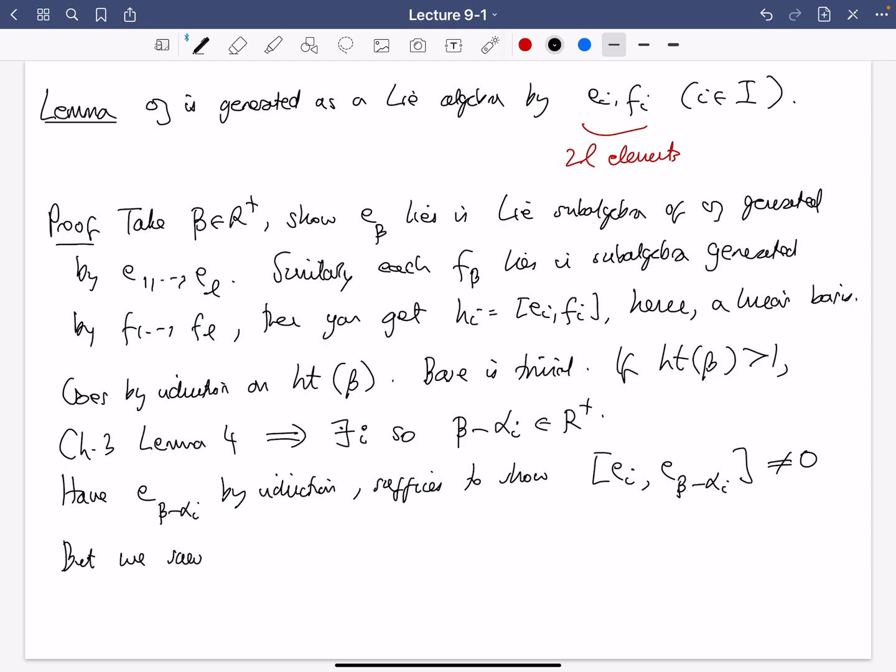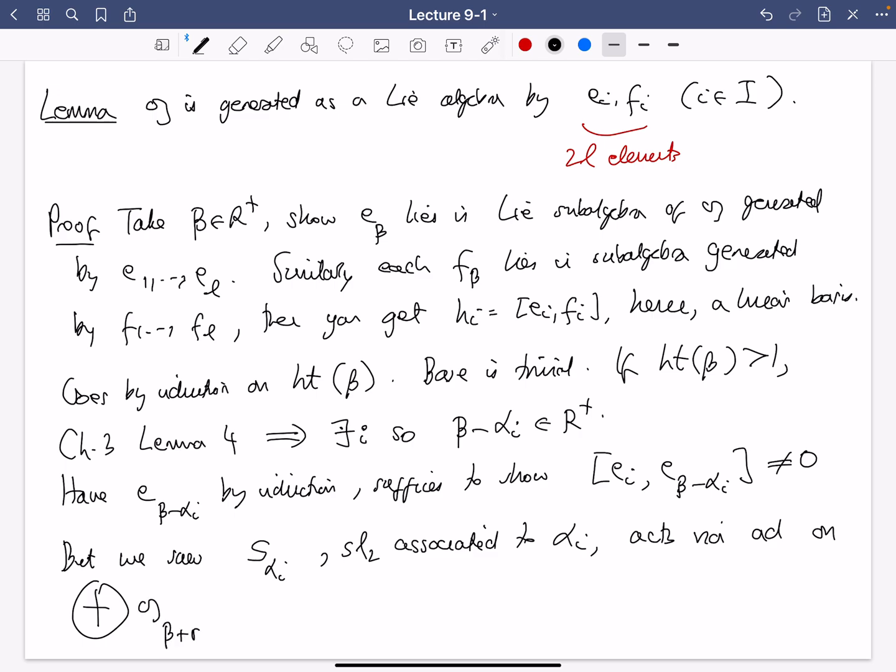We saw that the SL2, S alpha i, the SL2 associated to alpha i, acts via the adjoint representation. We took the direct sum of all these beta plus r alpha i for all r in Z. And moreover, we saw that this alpha i string through beta was an irreducible SL2 module.